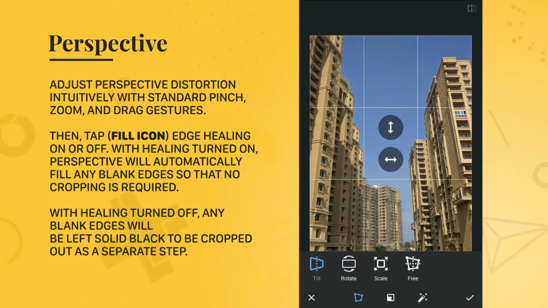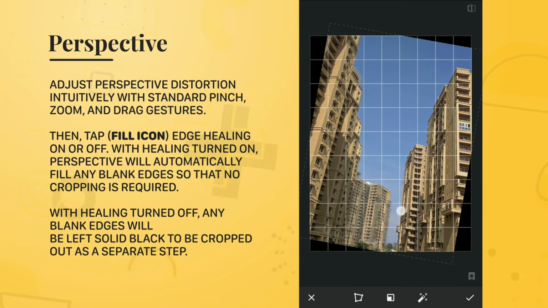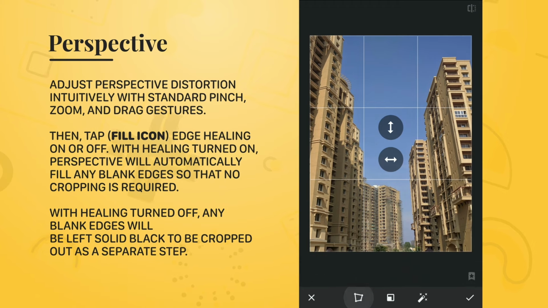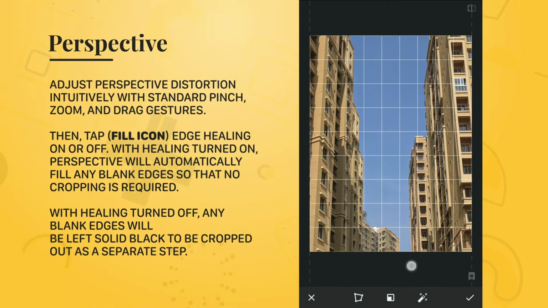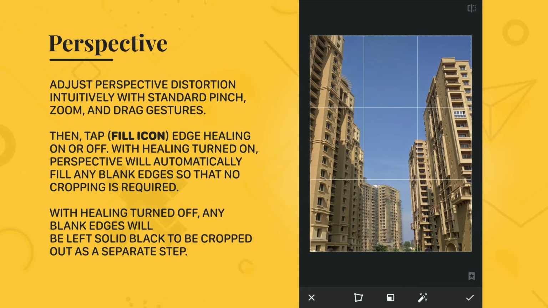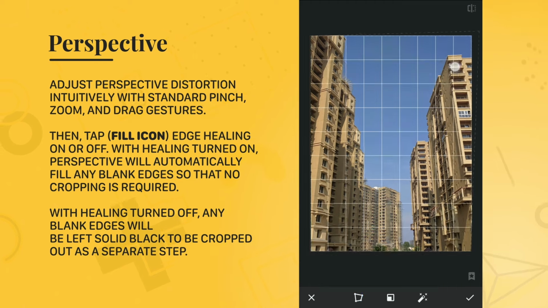Rotate option, as the name states, rotates when you drag on the image. Scale option stretches the image vertically or horizontally. You can get interesting effects with this. Free tool has 4 corners where you can stretch to correct the distortions.